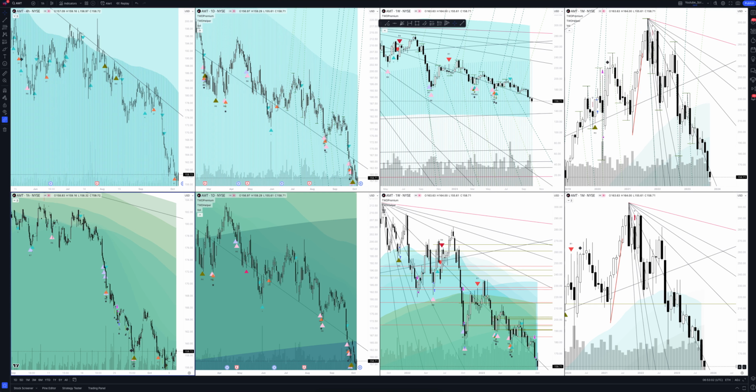Today we will take a look at American Tower stock. Let's analyze the market situation and find out how you can make money on it. Let's start.